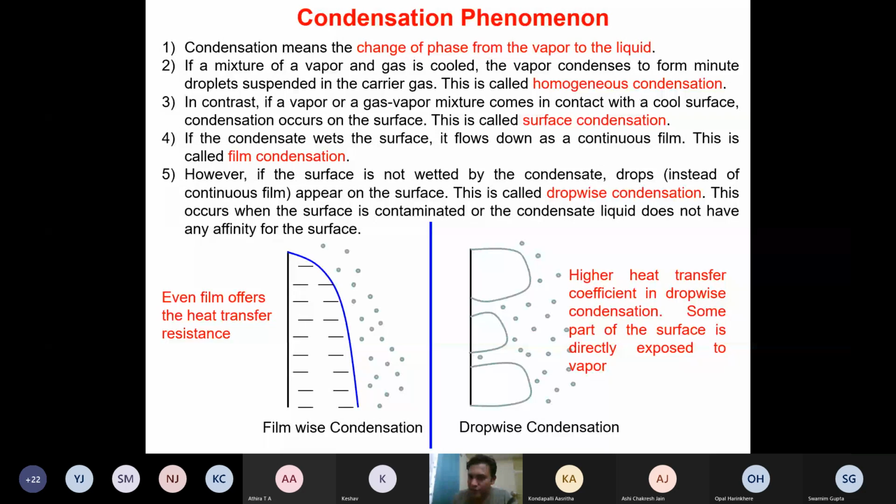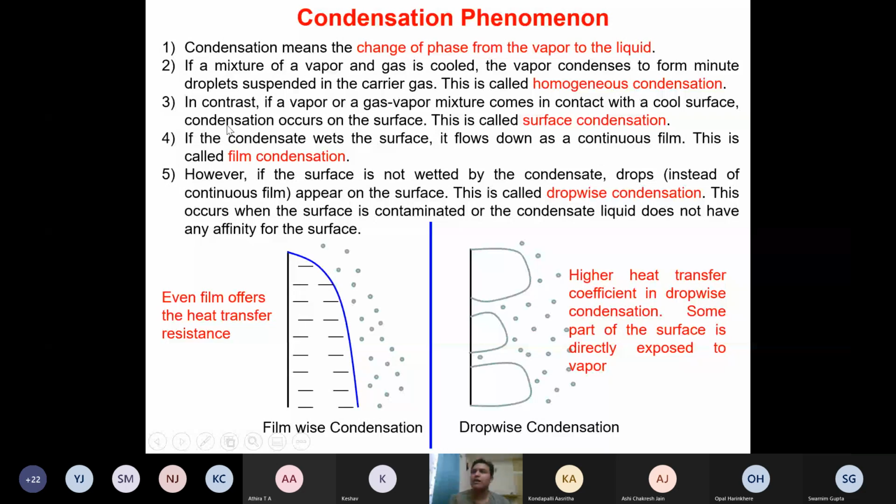Here you can see the film of the condensate liquid is flowing downward, isn't it? So there is a continuous film. This type of condensation is called film condensation. Naturally, if you see most of the condensers, they work based on this particular phenomenon. But there is another type of condensation, which is referred to as drop wise condensation.